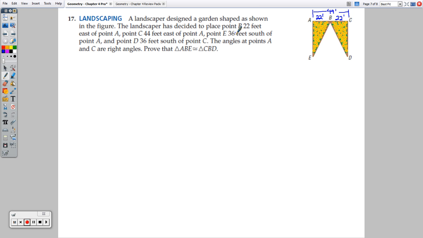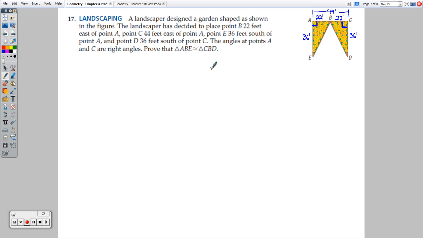Point E is 36 feet south of point A. So this is 36 feet. We're going to assume that's true then. And point D is 36 feet south of point C. 36 right there. The angles at points A and C are right angles, so we got a right angle right here and a right angle right here.